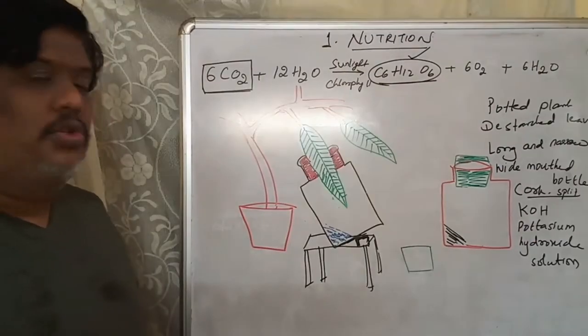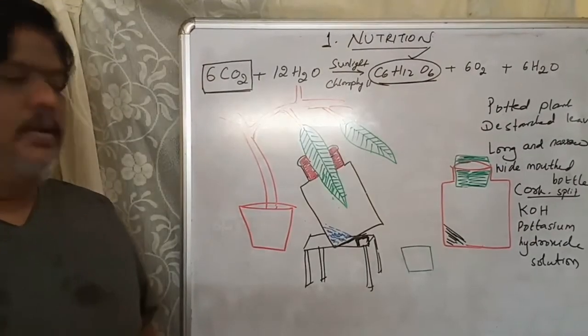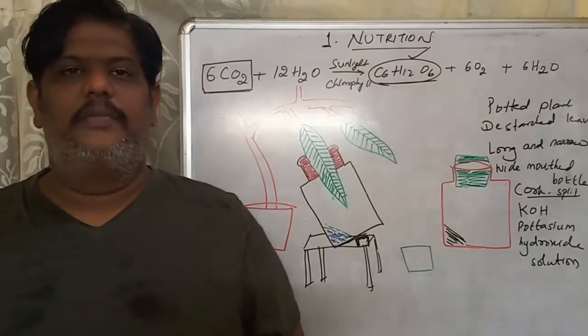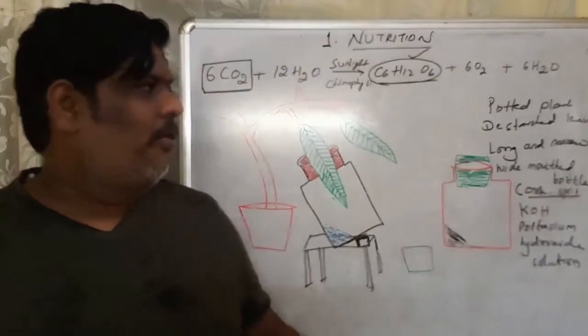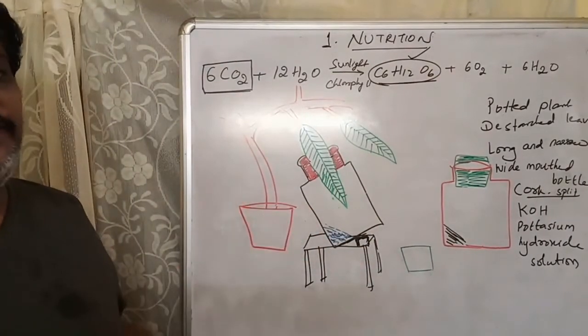To prove that carbon dioxide is essential for the photosynthesis process, what are the things we have taken? What is the apparatus we have taken?